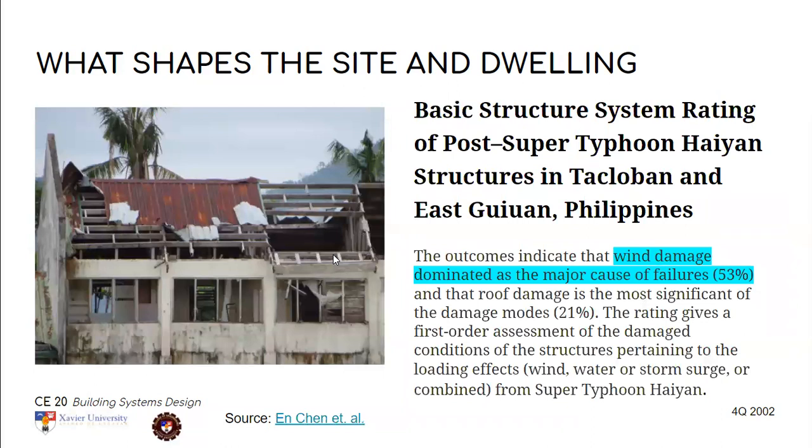In one of the studies done by the American Society of Civil Engineers for their study on basic structure system rating of post-Super Typhoon Haiyan structures in Tacloban and East Samar, they noticed that wind damage dominated the major cause of failures. That's quite big at 53%. And what they noticed is that majority of these buildings, whether it's low rise or high rise, were damaged by winds, especially because their roofs were not oriented properly, were not designed properly, and it doesn't have protecting mechanisms for it not to be blown by the winds.